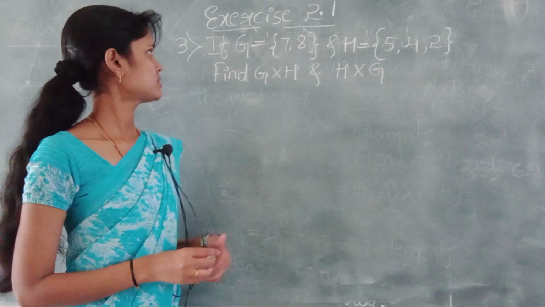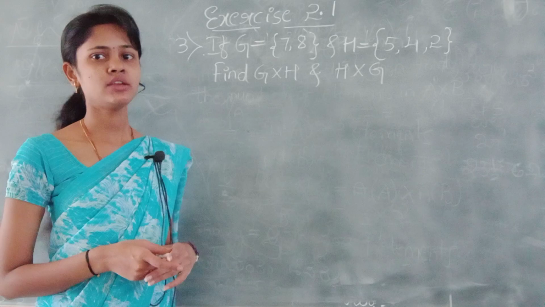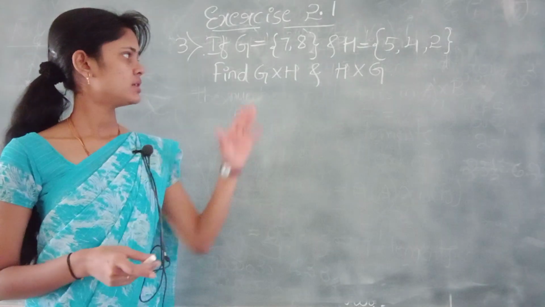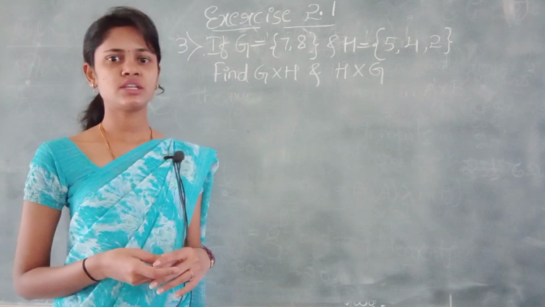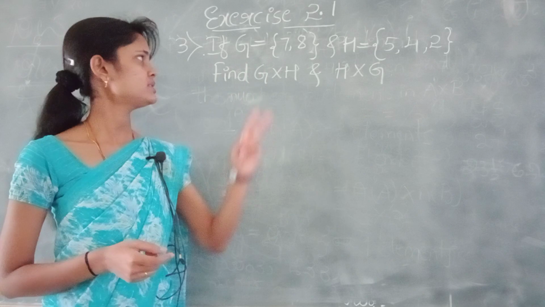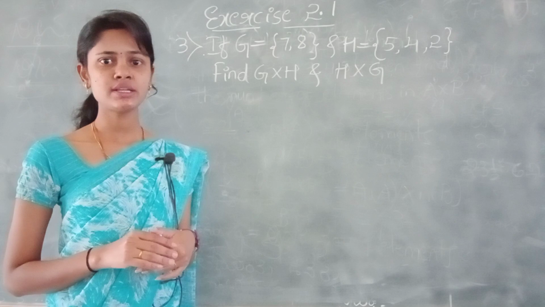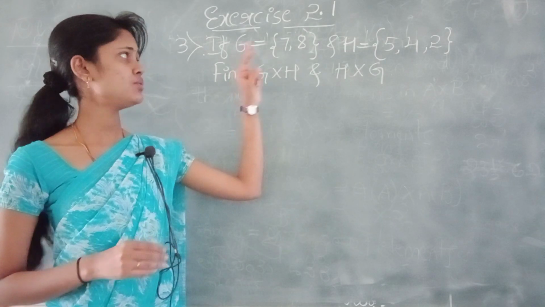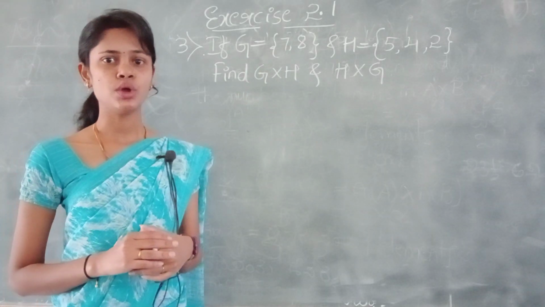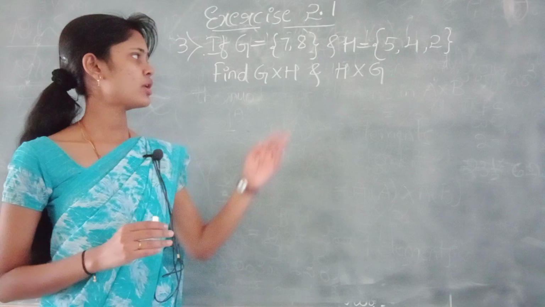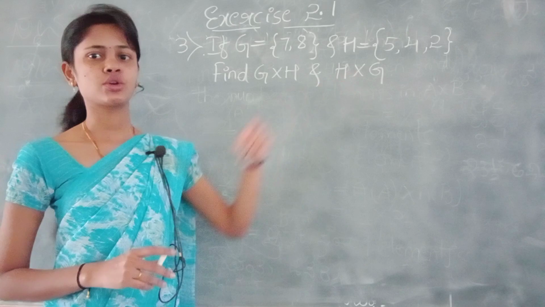Our next example is the third one. If G = {7, 8} and H = {5, 4, 2}, then find G cross H and H cross G. Here you have to find the Cartesian product of two non-empty sets, G and H. In G we have the elements 7 and 8, and in H we have the elements 5, 4, 2. So we have to find G cross H and also H cross G.